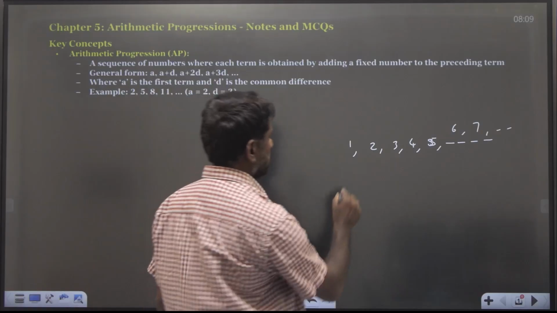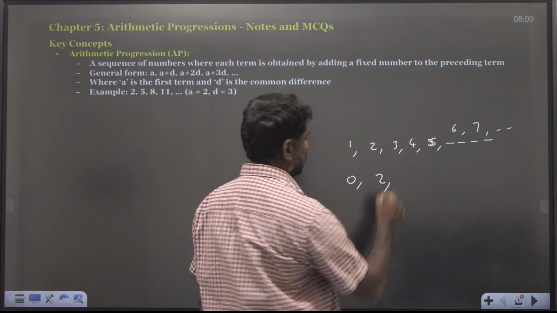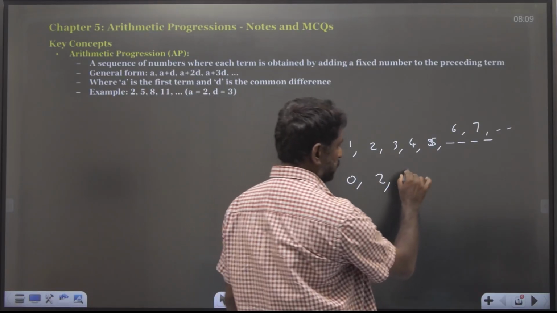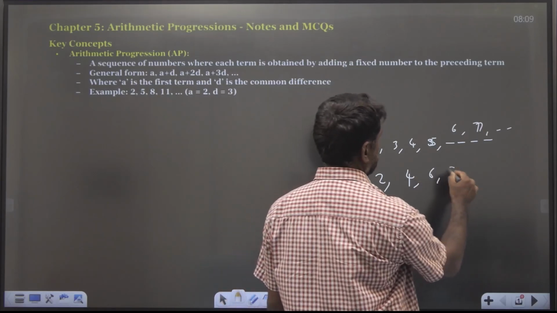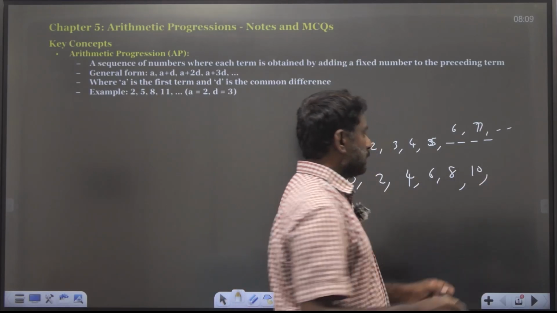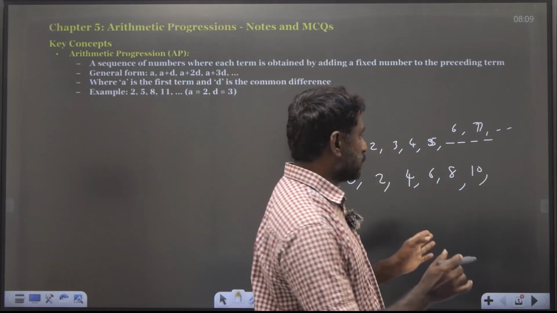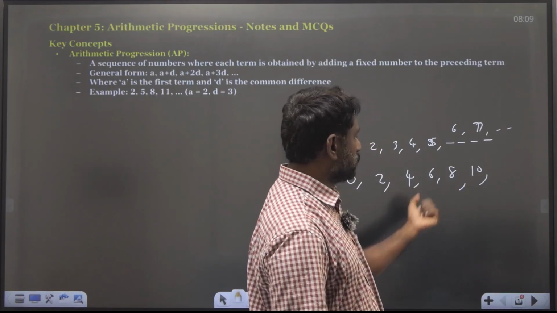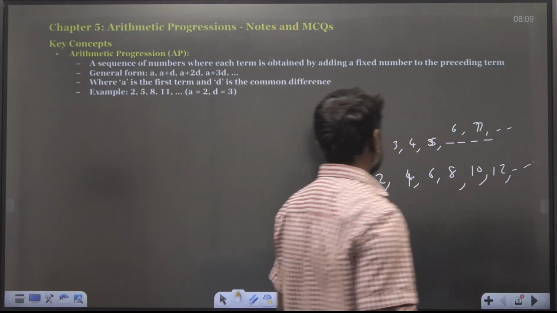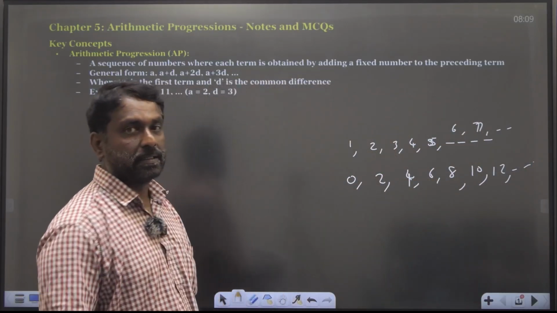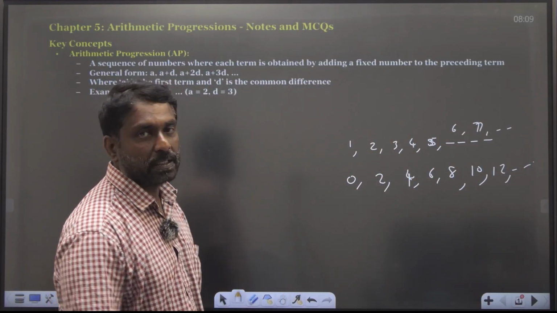Another example: 0, 2, what will be the next number? 4, then 6, then 8, then 10. The rule is to add a fixed number, 2, each time. This is called an arithmetic sequence or arithmetic progression.